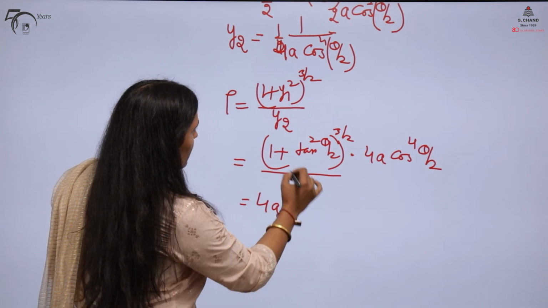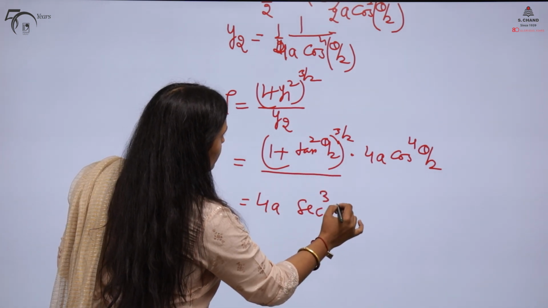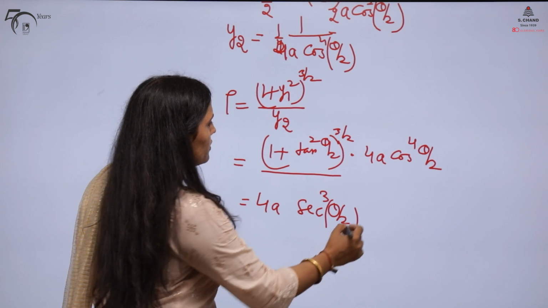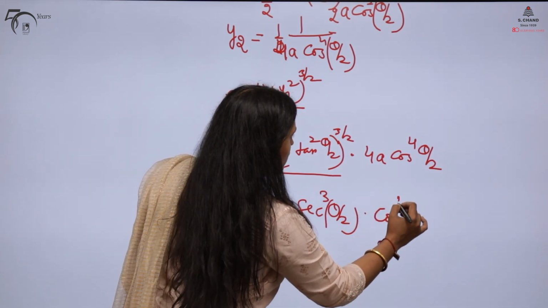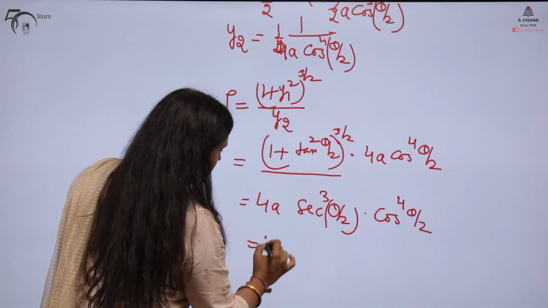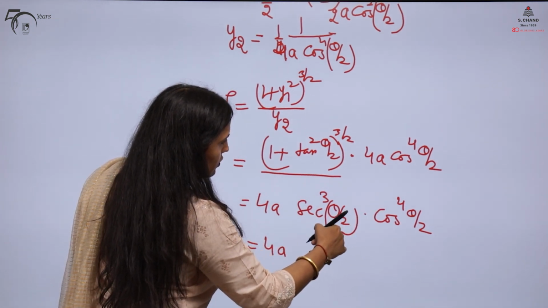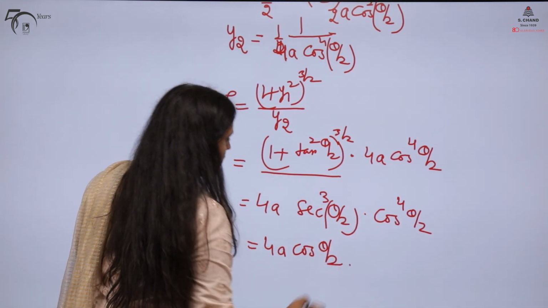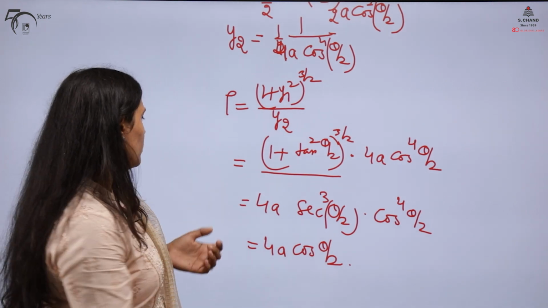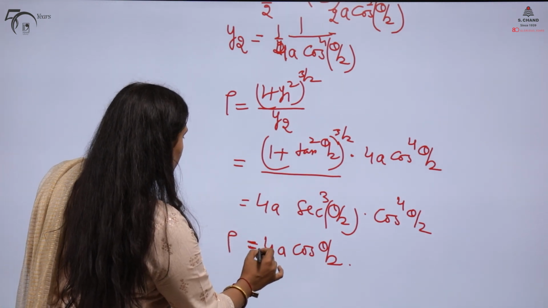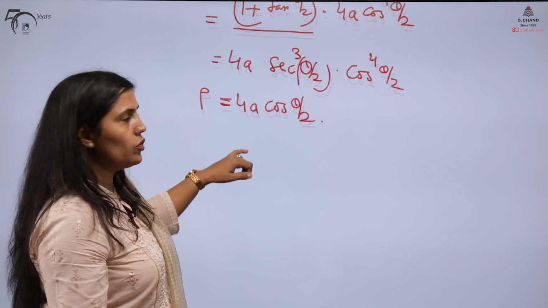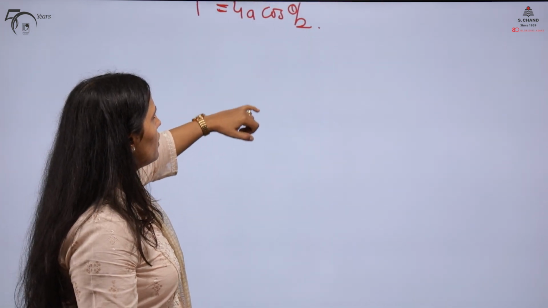So, 4a is fine. This is secant cube theta by 2 that will lift, because this is secant square theta by 2, 2 gets cancelled, secant cube theta by 2 and cos 4 theta by 2, when you cancel it, this will get 1 upon cos 3 power, 4 power, 3 gets cancelled, only you will be left with this. So, this is the rho answer we were supposed to prove, and it is proved. Moving to the topic curvature. In curvature you will be calculating these 1 plus y1 square and y2. So, similar problems you can refer to.